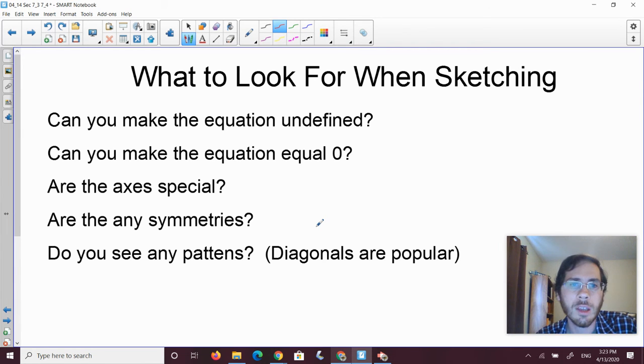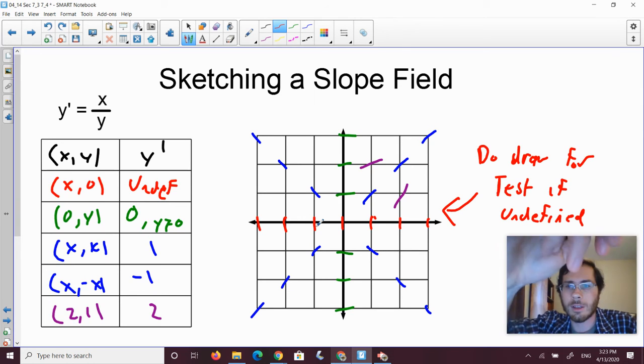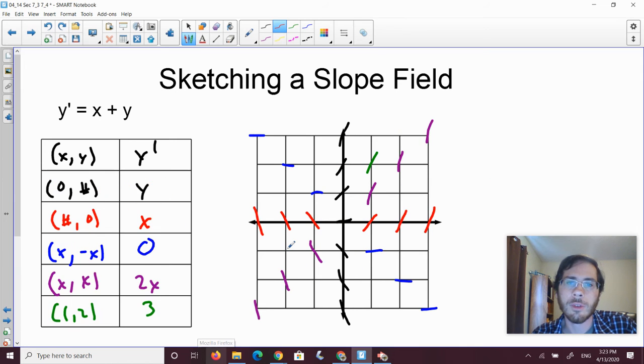Diagonals are popular. So in addition to just going across the diagonals that we have, in this direction, we could also check out these diagonals to see if there's a pattern happening with those ones, because I believe with the x plus y, we do get something that will start to make a pattern if we go this way. So these should all have the same slope along the diagonals going this way, which would make that a little bit easier.